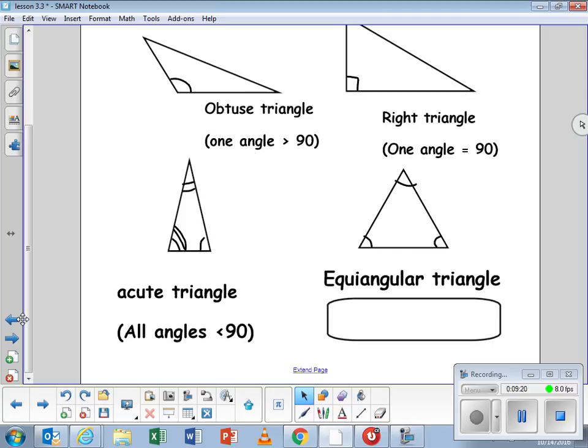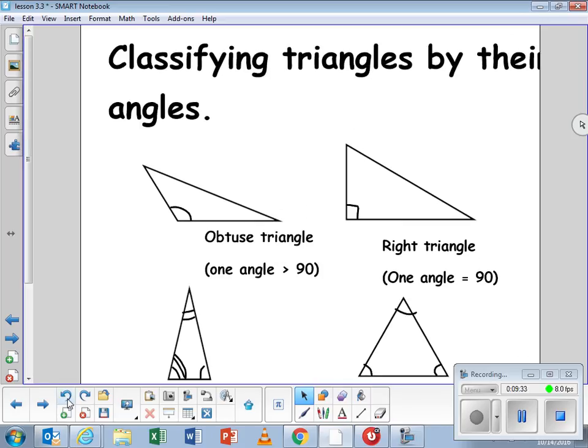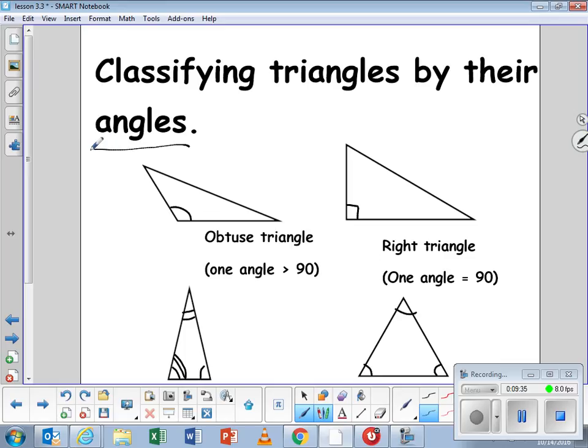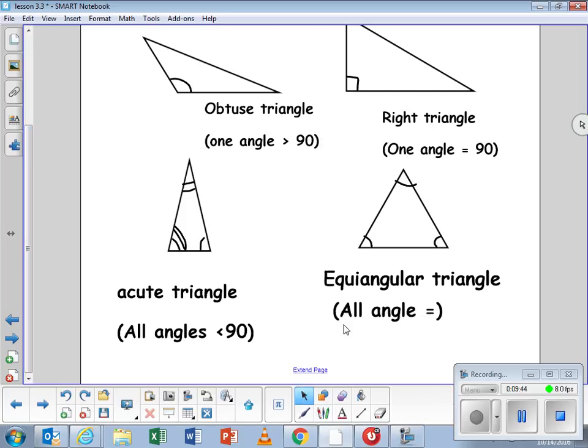Ariana? Equal. What do you mean equal? Same. All angles the same. Remember what we're doing here. We're classifying triangles by their angles. So we're looking at angles here, nothing else. And so what do you think is true about equiangular? Means all angles equal. All angles equal.